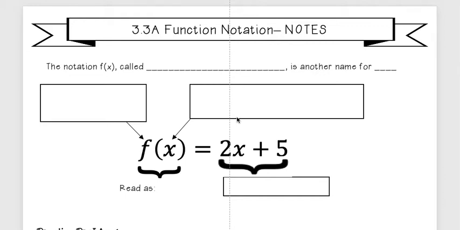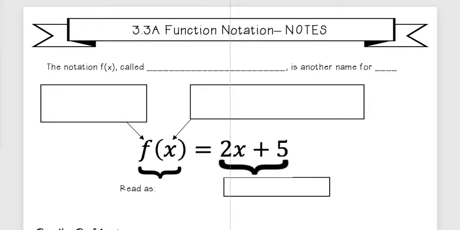Hello everyone. So today we're going to be talking about function notation, which is going to be completely new to probably most of you, but I think it's a really fun topic to learn. And this is going to be something that we're going to be using for the rest of the year.